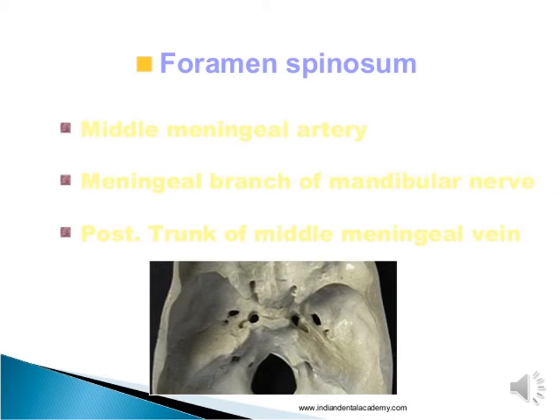The smallest and more posterior one is the foramen spinosum. It is a very small foramen that is anterior to the petrous part of the temporal bone. It transmits the middle meningeal artery, the meningeal branch of the mandibular nerve, and the posterior trunk of the middle meningeal vein.